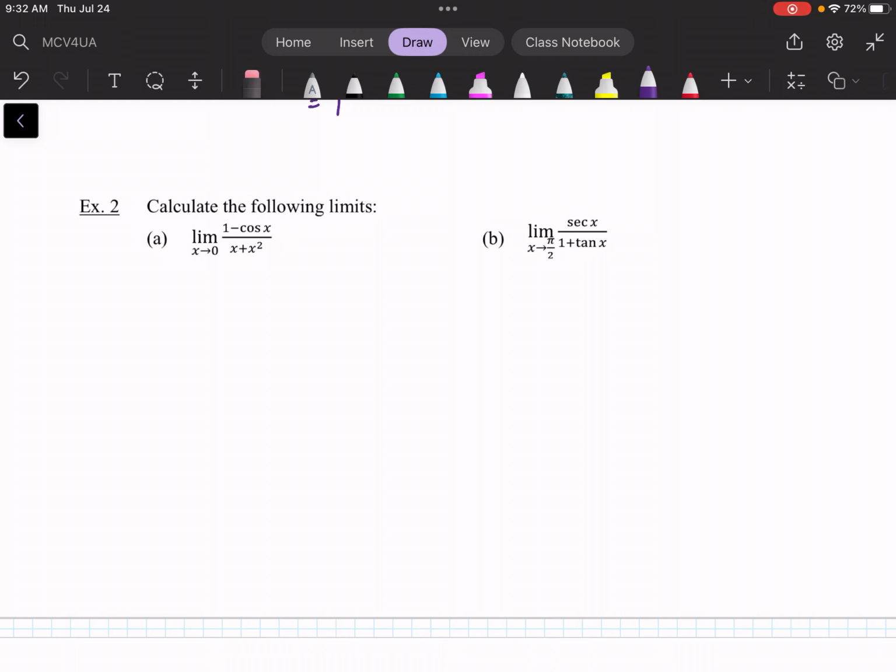If you take a look at these, you'll notice that if you substitute 0 into the first one, you'll get 1 minus 1 over 0 plus 0, which is 0 over 0. So that gives you an indeterminate form. But can we work out the derivative of each one of these? Well, you betcha. The derivative of 1 is just 0. The derivative of negative cosine x is positive sine x. And this is over the derivative of x plus x squared, which is 1 plus 2x.